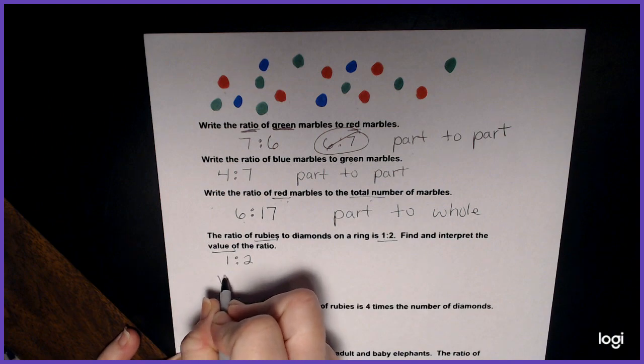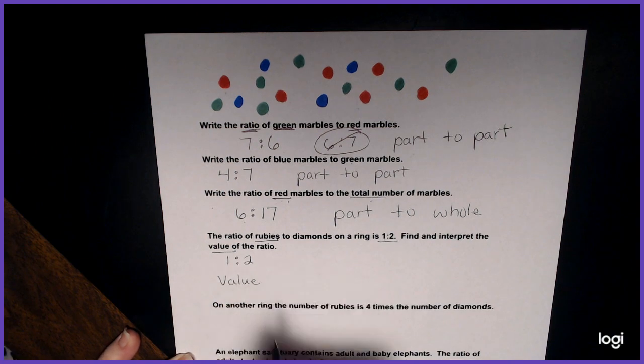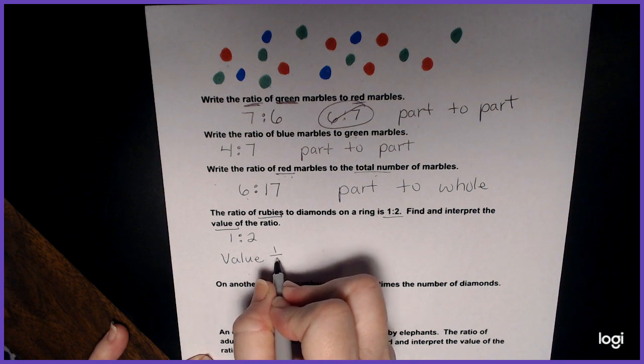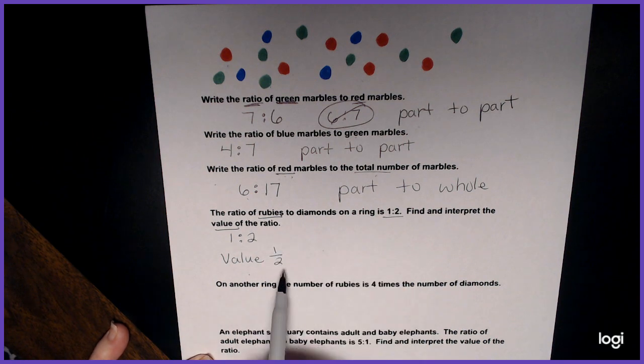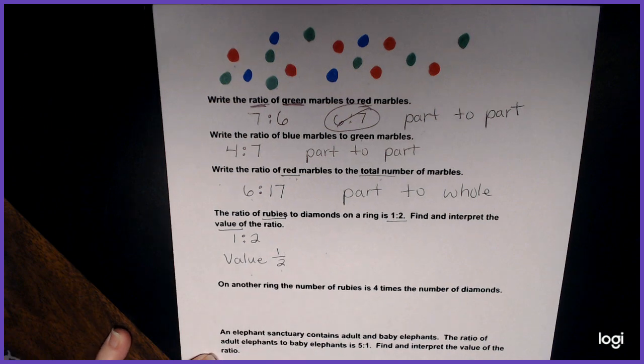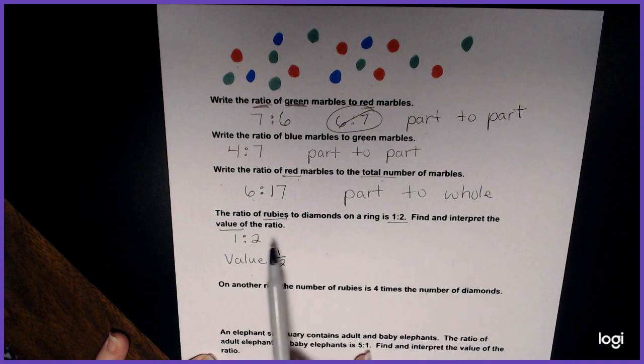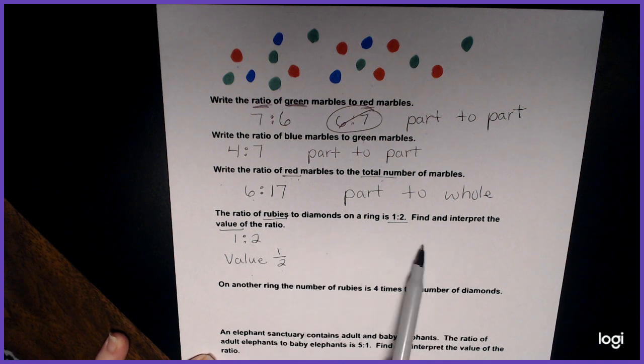The value, I want you to go ahead and write the word value. And I think when you see the value, you're like, well, that's easy. The value is 1/2. I think you obviously can see where the numbers came from. We just turn our ratio into a fraction. And it says find and interpret. So now we're going to write a little sentence. And we're going to write it right over here.